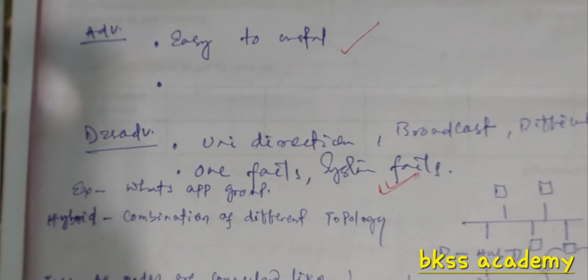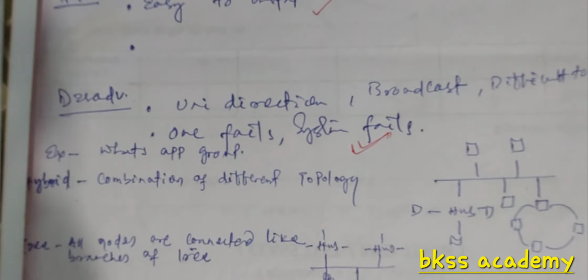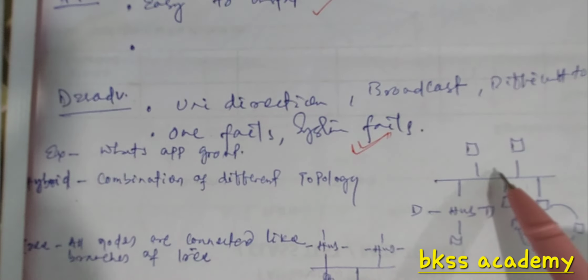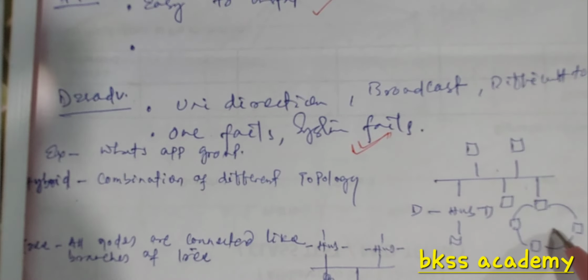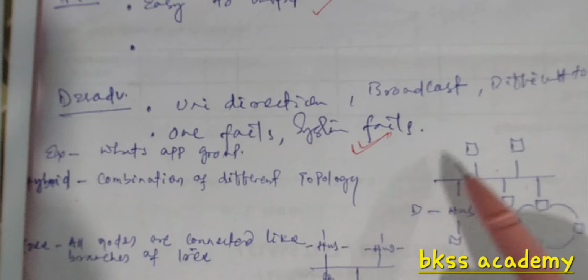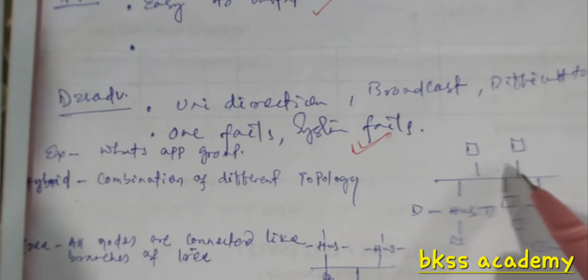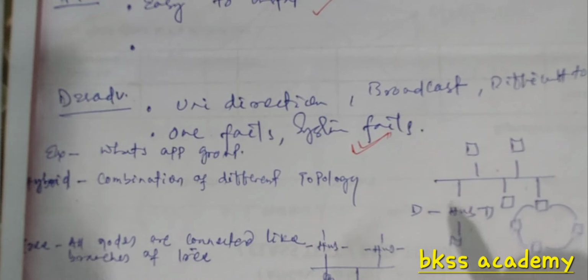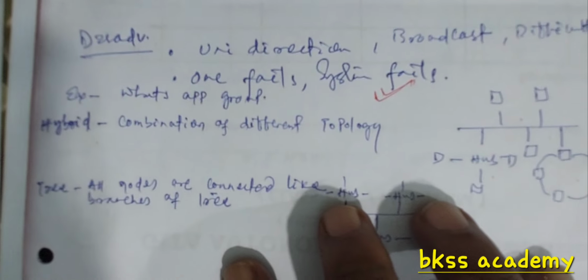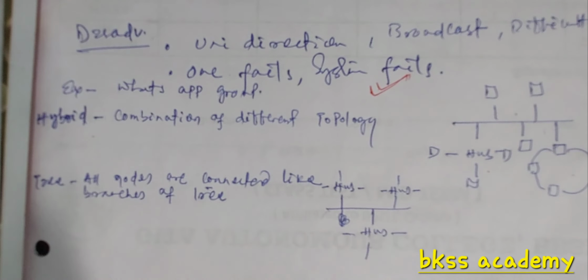Similarly, hybrid topology is the combination of different topologies. This is the bus topology. This is the ring topology. This is the star topology. It is the combination of different topologies.